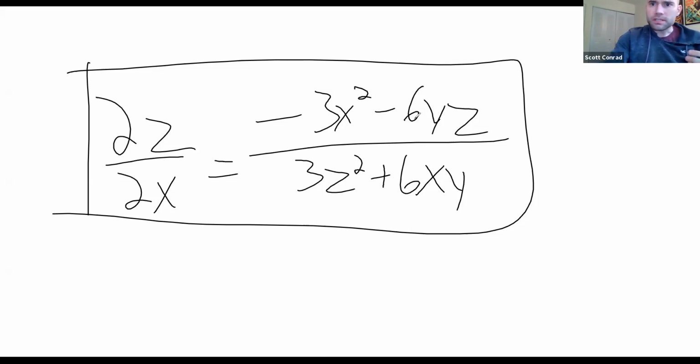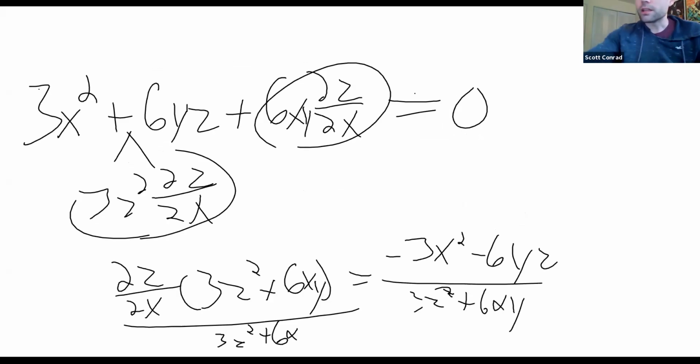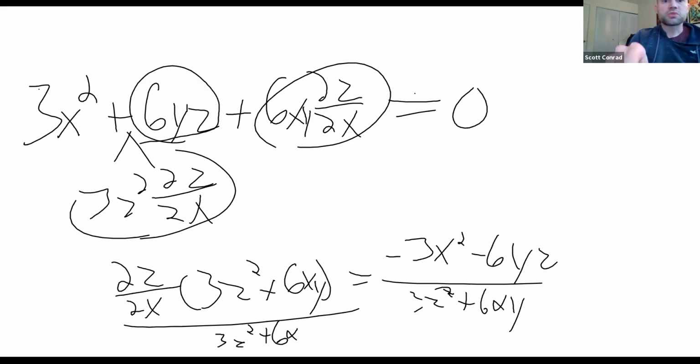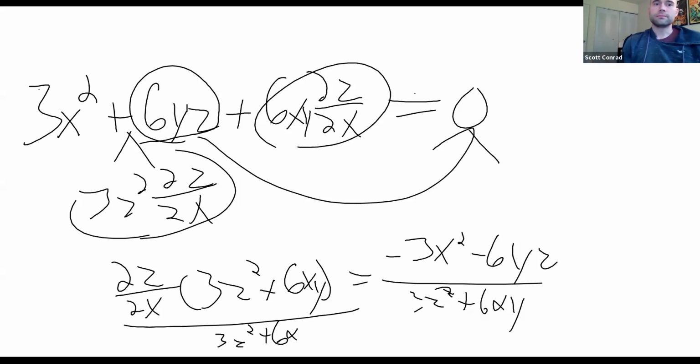Okay, so let me see if I can see. Okay, so where did the minus 6yz come from? Let me address this one at a time. The minus 6yz comes from this guy here. So we want to get dz dx by itself. And so we're moving everything not involving dz dx over to the other side. So that's where the minus 3x squared and the minus 6yz come from. Does that answer your question?